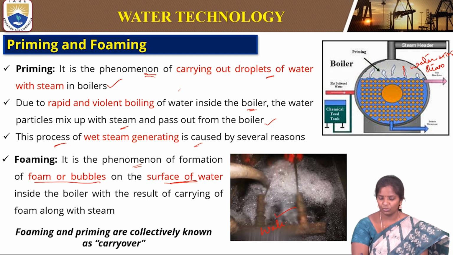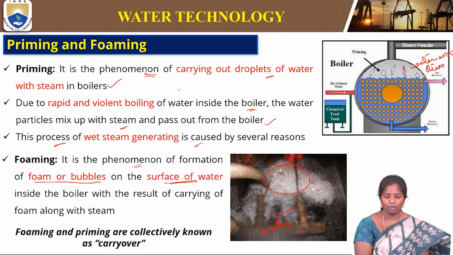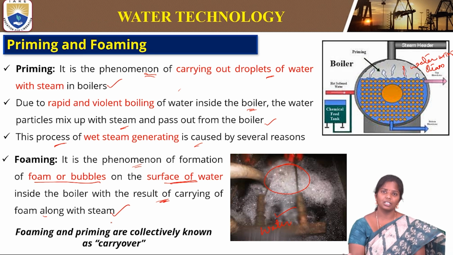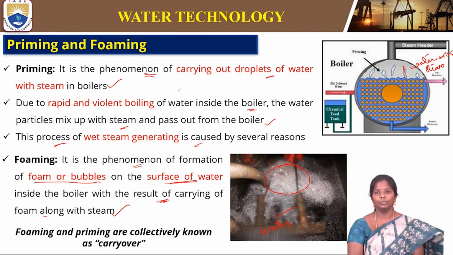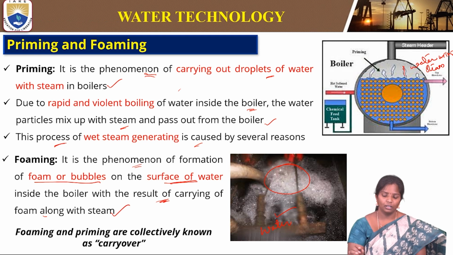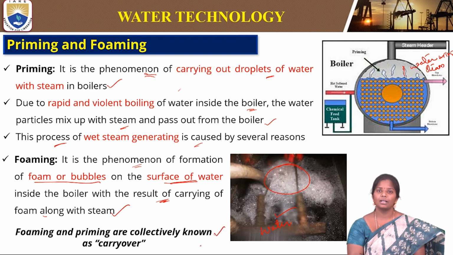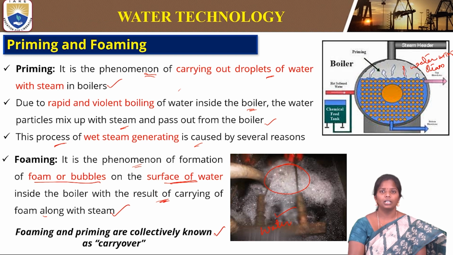For example, this is the water we are using in the boiler. If there is formation of foam or bubbles, nothing but foaming, then it also causes damage inside the boiler, with the result of carrying foam along with steam. Even if it is a water droplet or foaming, it goes along with the steam to the application part. So foaming and priming are collectively known as carryover. If there is some impurity going along with steam, it is nothing but carryover.